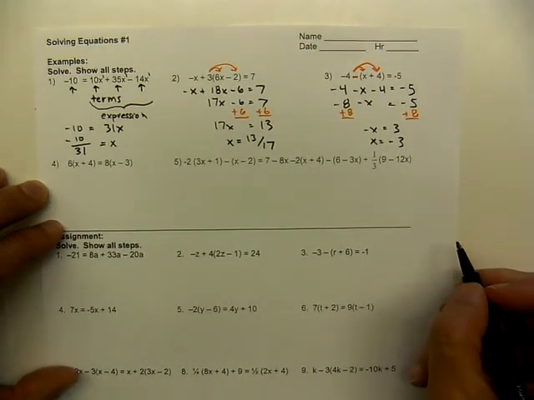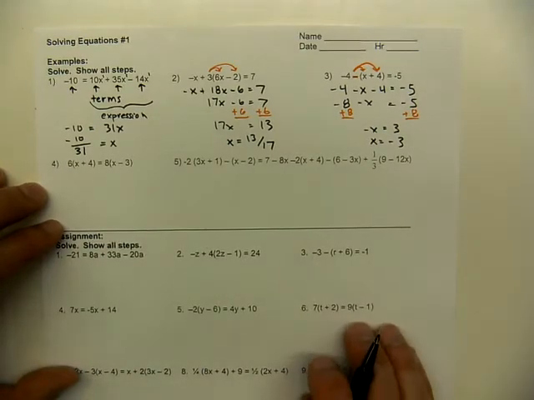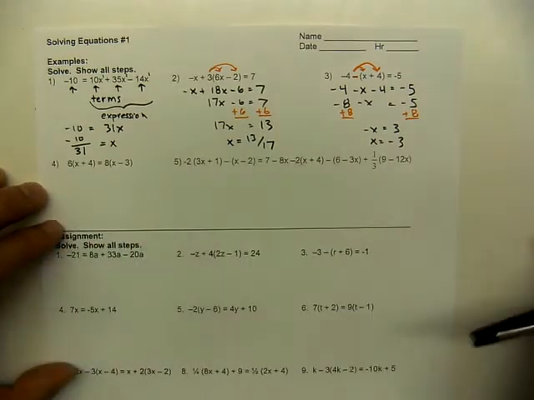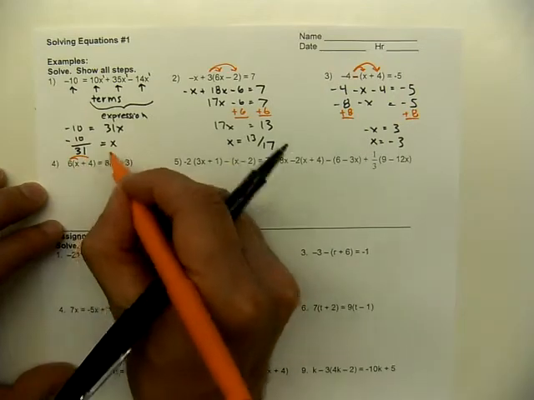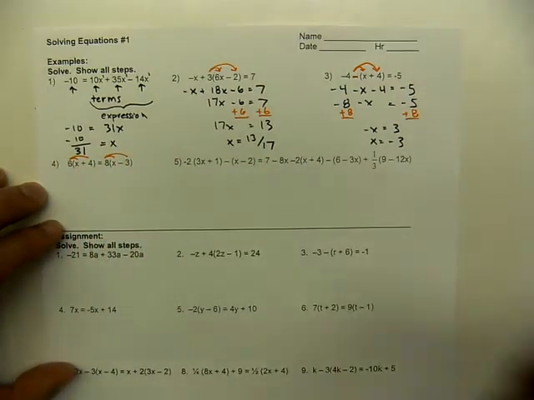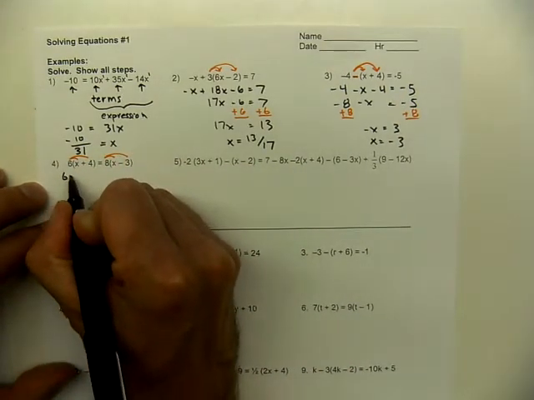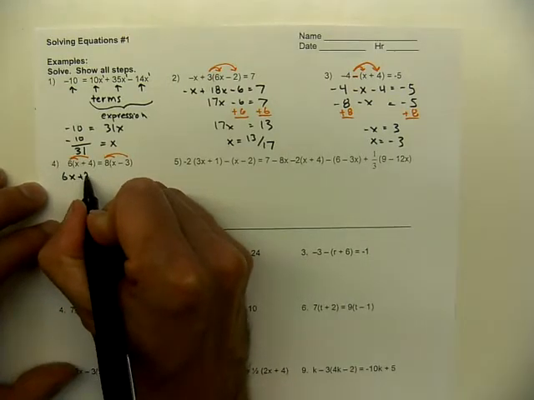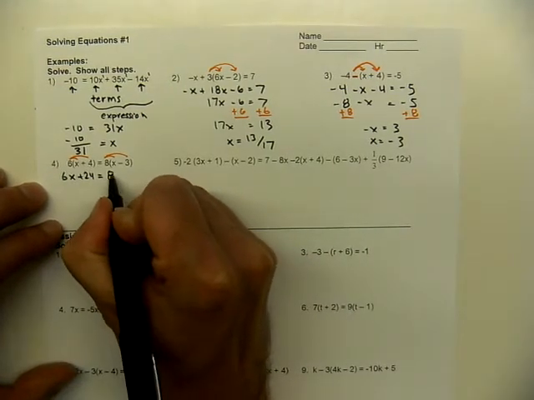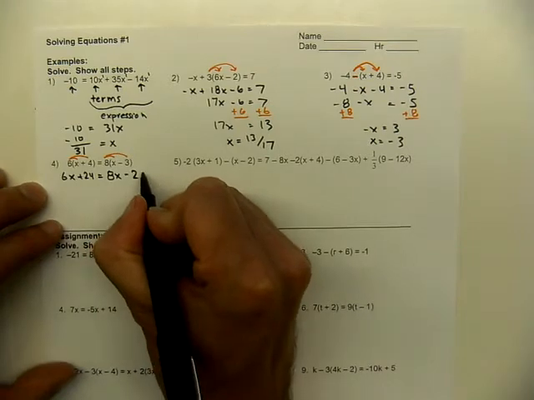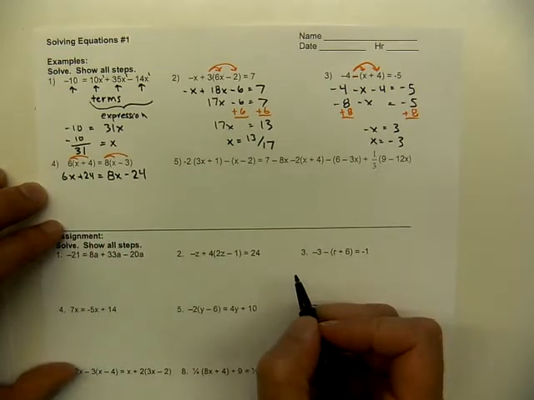Okay, that's the concept. Here's just a couple more for some variations. On a problem like number 4, we have a distribution on the left. We also have a distribution on the right side of the equal sign, so let's do that first. 6 times x and 6 times 4, then 8 times x and 8 times negative 3, so negative 24.